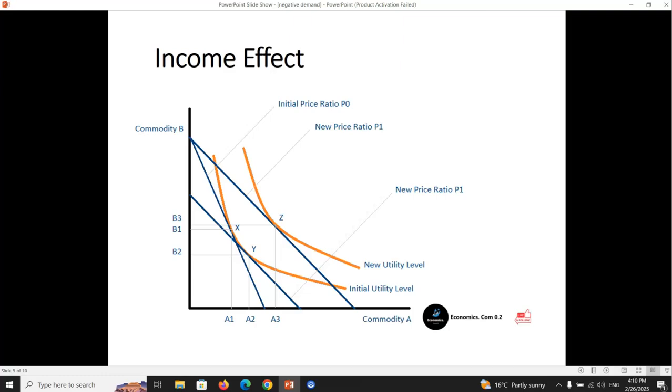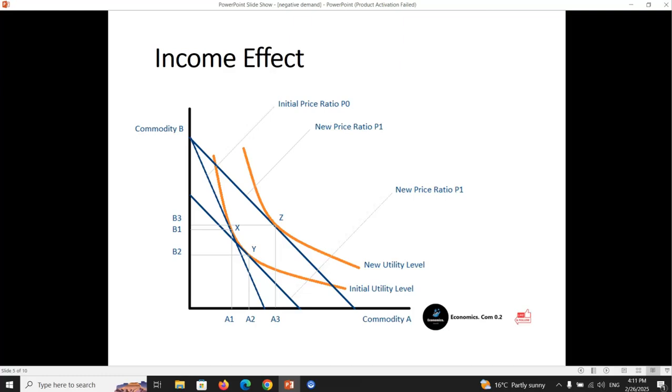Now focus on the budget constraint lines, these blue lines. These lines show how much of each good a consumer can afford based on their income and the price of goods. The initial price ratio is denoted by P0, the new price ratio by P1. P0 represents the original prices before any changes. P1 shows what happened when the price of commodity A decreases.